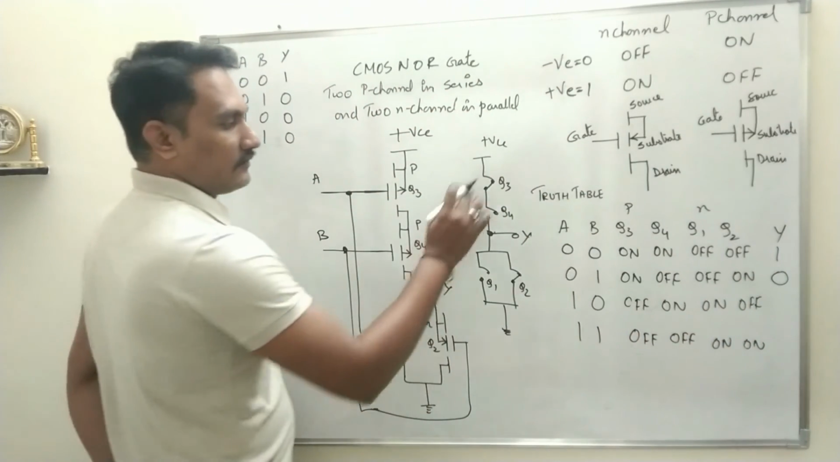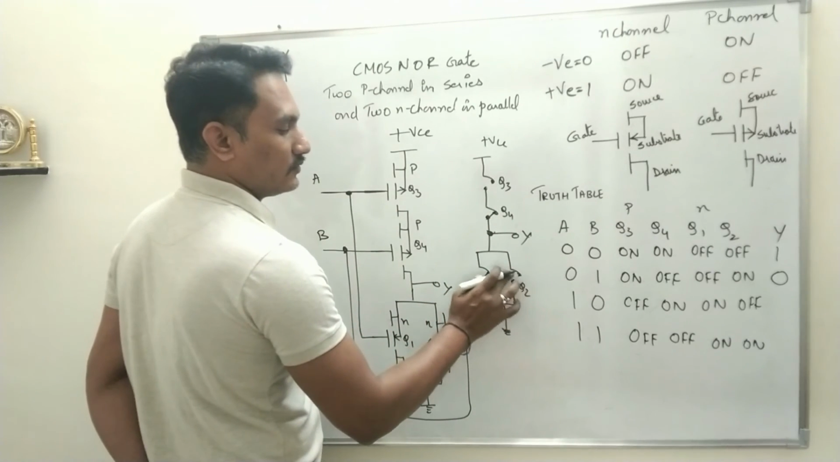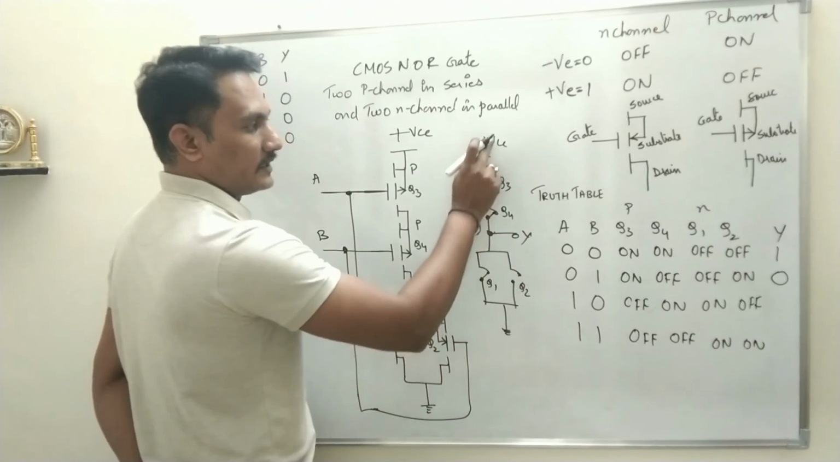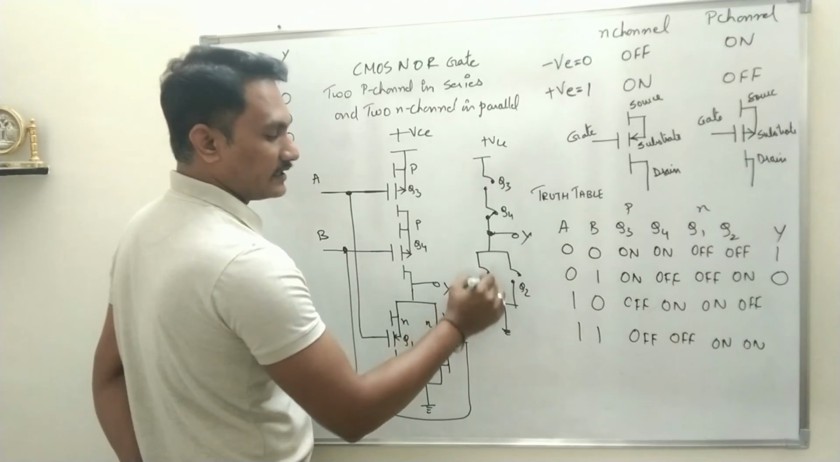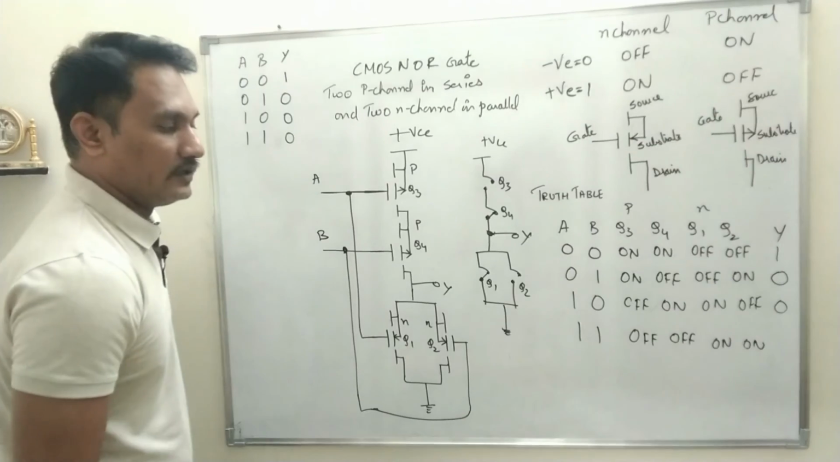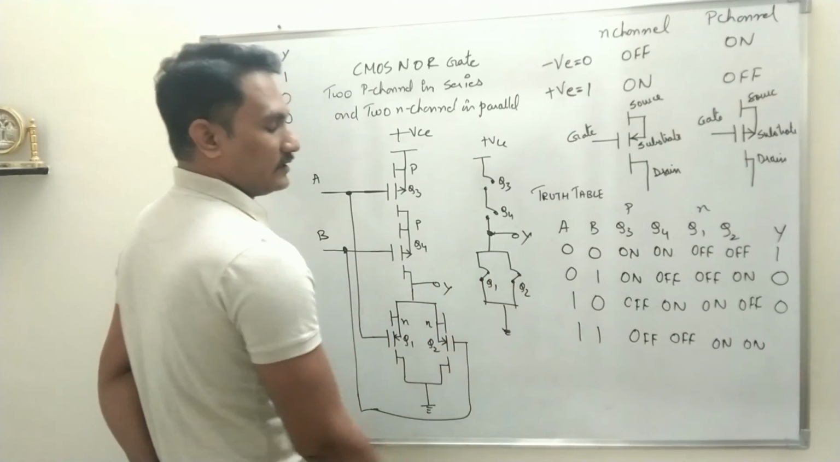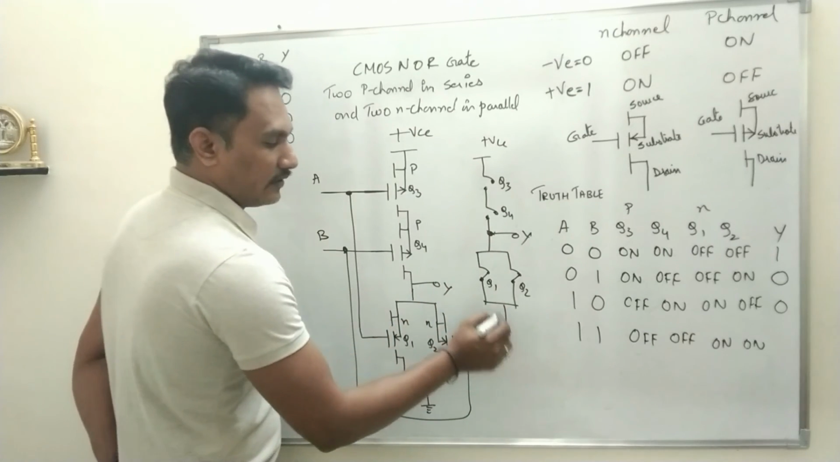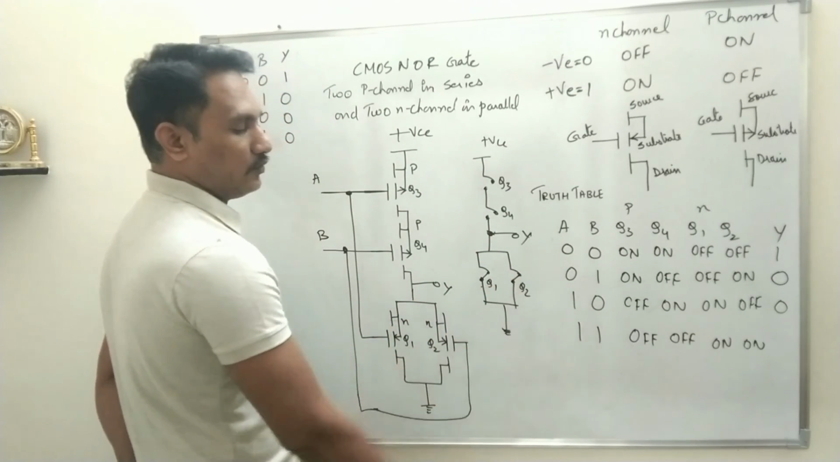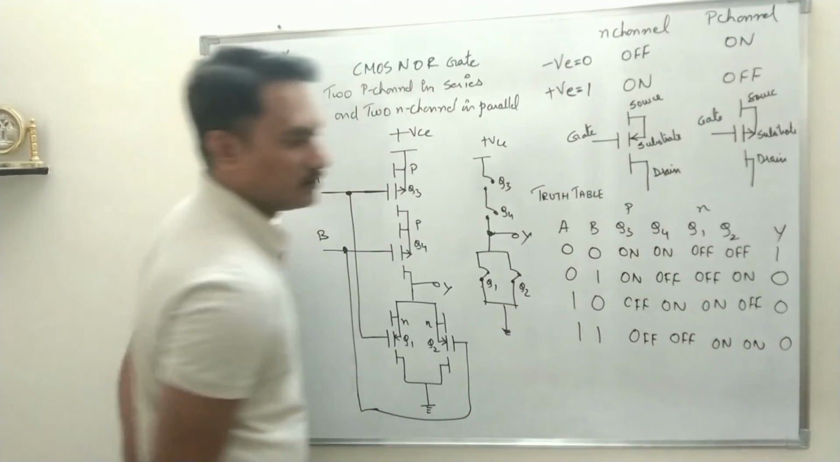Next, Q3 is off, Q4 is on, Q1 is on, Q2 is off. Of course, Y cannot be connected to plus VCC, but Y gets connected to ground through Q1. So output Y will be equal to 0. And last, both Q3 and Q4 are off, both Q1 and Q2 are on, so Y gets connected to ground. Either it can be through both Q1 as well as Q2. So Y gets connected to ground, so output Y will be equal to 0.